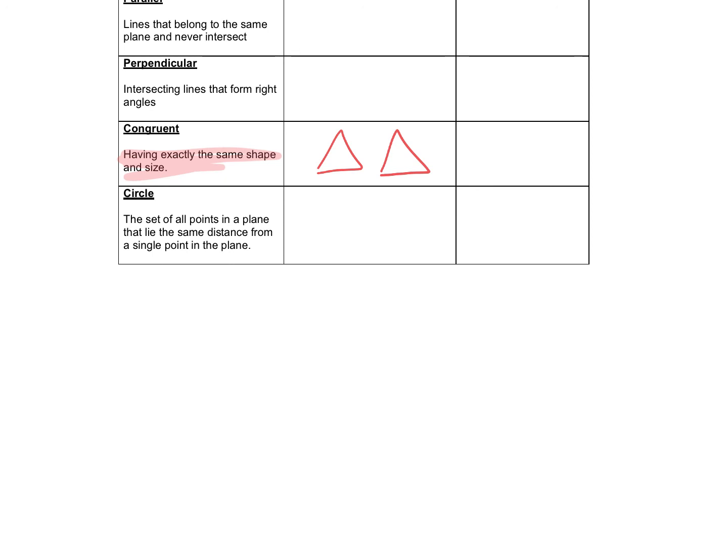And then the definition of a circle is the set of all points in a plane that lie the same distance from a single point. So a circle always lies around a single point, and all of these distances are the same. No matter where you put the lines, they're all going to be the same distance apart. Okay? So there are some definitions for you to go through and get a hang of.